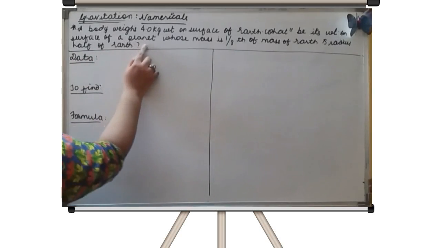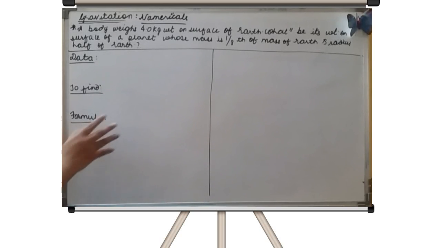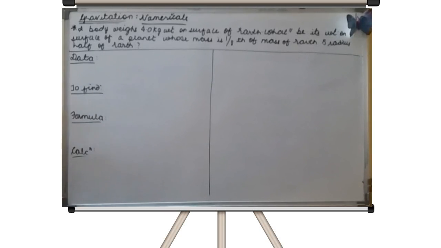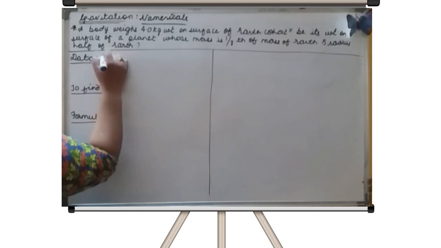A body weighs 4.0 kg weight on the surface of the earth. Weight of the body on earth is 4.0 kg. What will be its weight on the surface of a planet whose mass is 1/8 of the mass of the earth and radius half of the earth? Given the conditions, let us write out what is given to us.